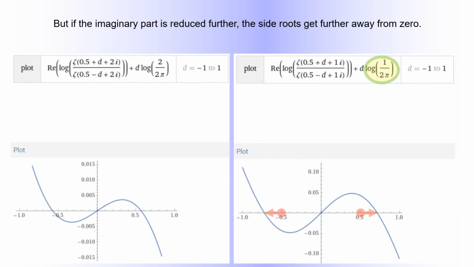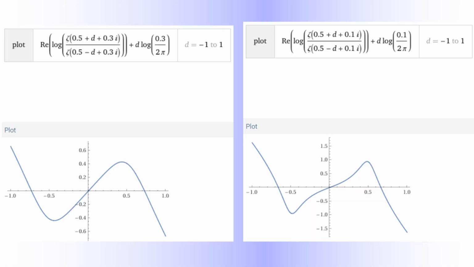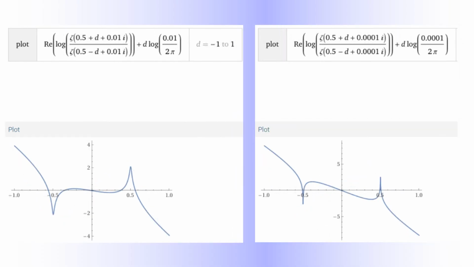But if the imaginary part is reduced further, the side roots get further away from 0. When the imaginary part gets closer to 0, the curve gets more distorted. The spike at real s equal to 1/2 corresponds to the pole of the zeta function at s equals 1, while the spike at real s equal to negative 1/2 is just the reflection around the critical line as defined by the S function itself.